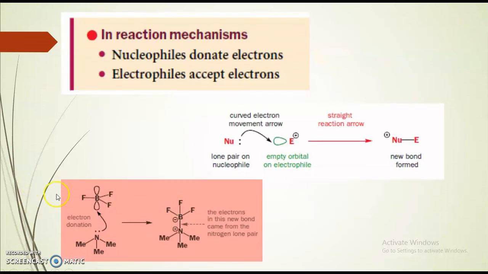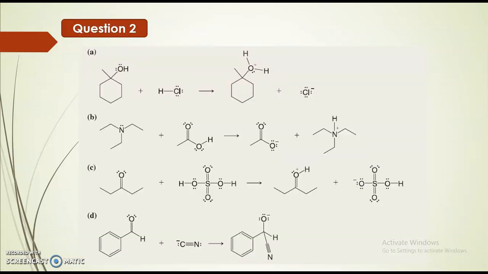So this is the next example, a Lewis acid Lewis base reaction. Here the electron donation occurs from this nitrogen lone pair, which acts as a nucleophile, and boron trifluoride acts as an electrophile. So a new bond will be formed. Nitrogen gets a positive charge, boron gets a negative charge. As an exercise, you have to show the curved arrows for all the following reactions, and write down the reason to justify your answer.